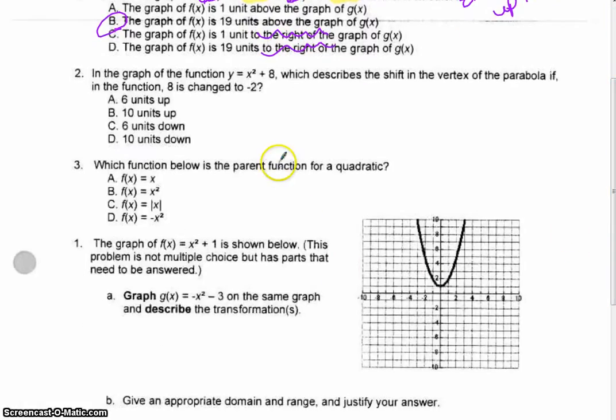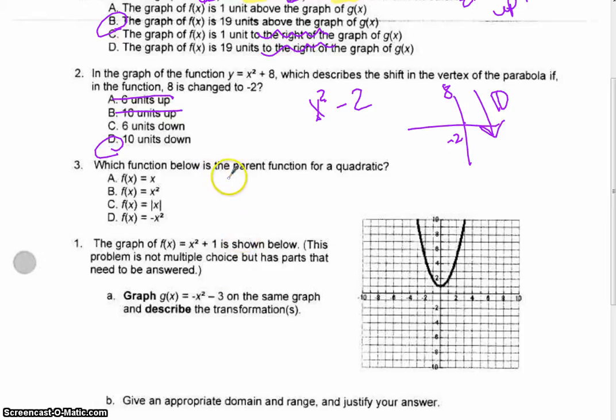Number 2, we have y equals x squared plus 8. What describes the shift if we change the 8 to a negative 2? That means it becomes x squared minus 2. Well, we went from a positive 8 to a negative 2, so that should tell me that it's going to send me down. I was at positive 8, now I'm at negative 2. So I'm going down. I've got to get to 0, which is 8 moves, and then I've got to get 2 further. 8 and 2 gives you 10. So it goes 10 units down.